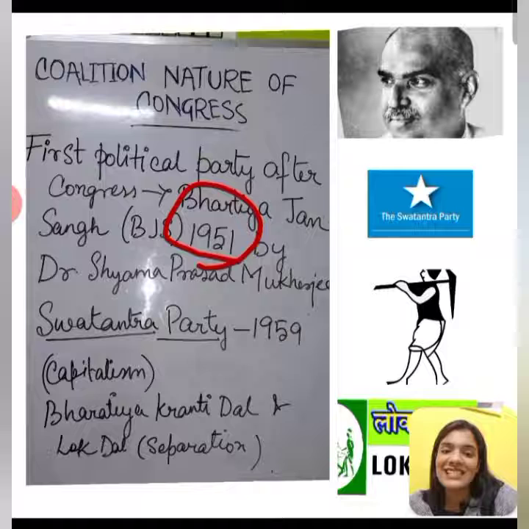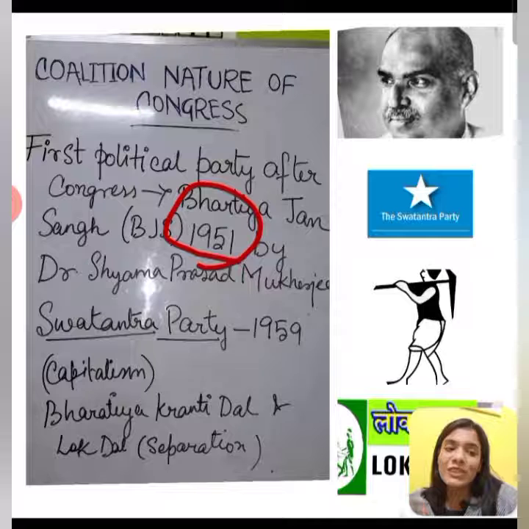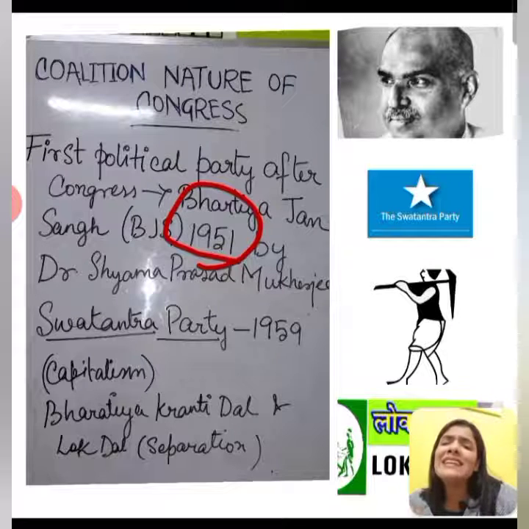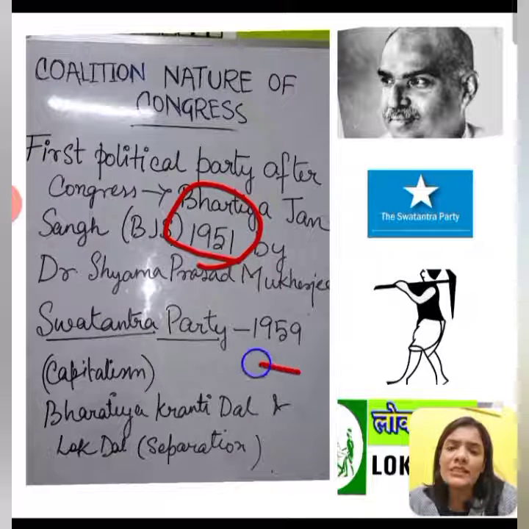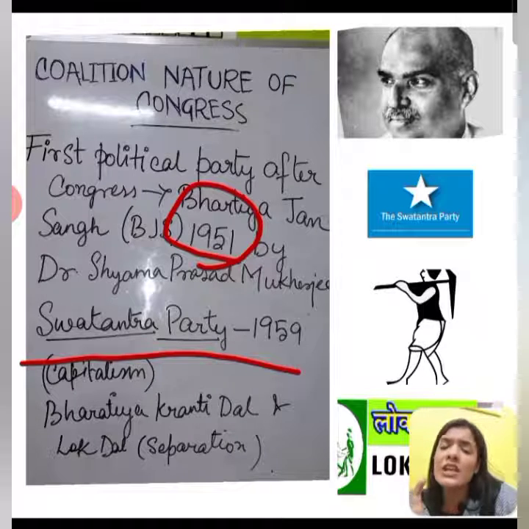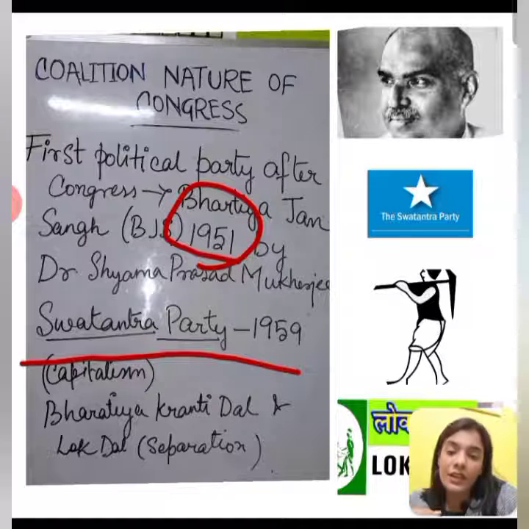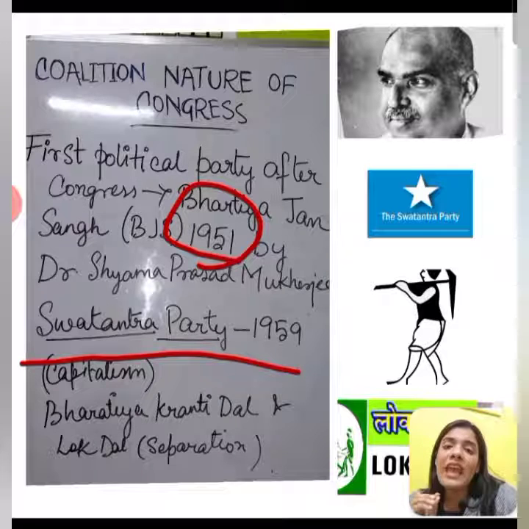The Bharatiya Jana Sangh was founded in the year 1951 by Shyama Prasad Mukherjee. This party represented Hindu nationalism; their ideology was based on Hindu nationalism. By the year 1959, the Swatantra Party also came up, and their major ideology was capitalism. They believed in growing business and capital economic development, and they mainly came up in the year 1959.